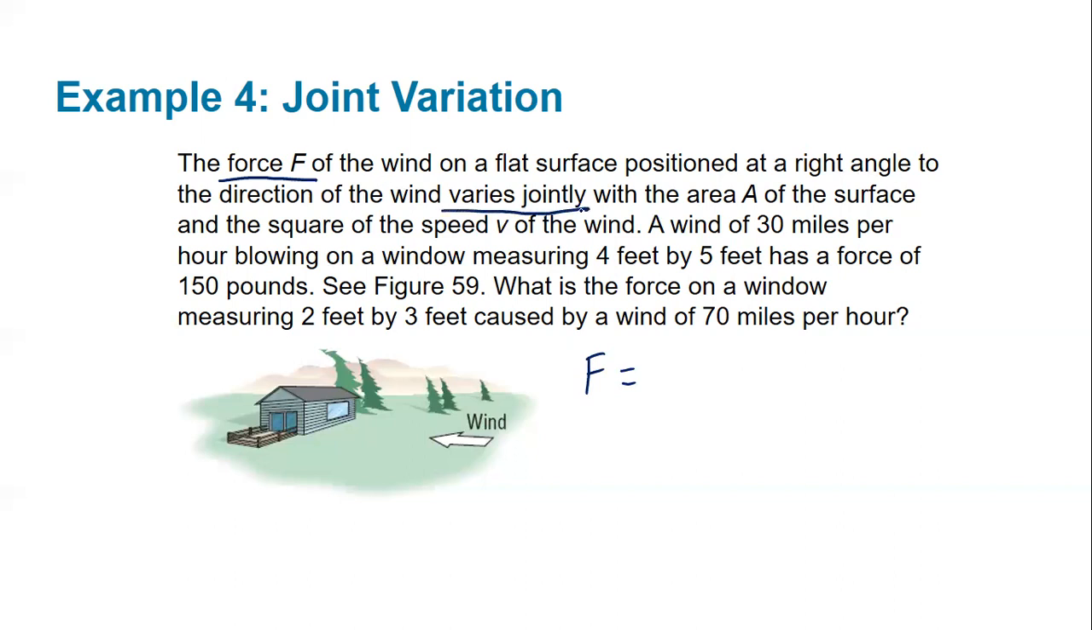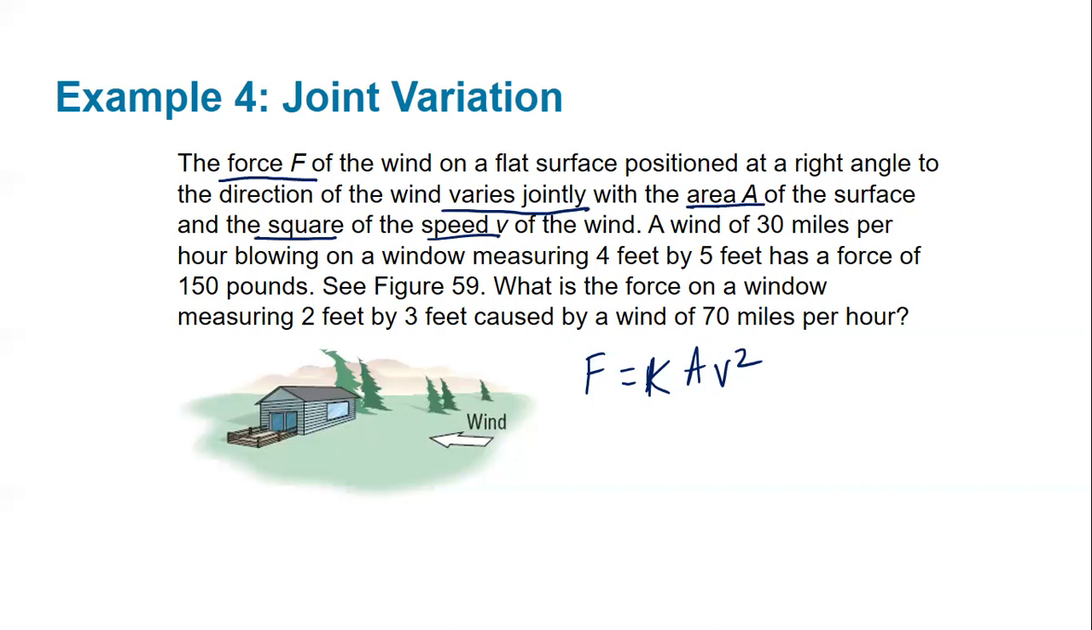And what did we just discuss? When something's varying jointly, what does that mean? It has multiple things being multiplied, right? One thing it automatically has to be is your K. So K has to be there, and K is being multiplied by the area, which is A, and by the square of the speed, which is V squared. That's what that first sentence led you to, or should lead you to.